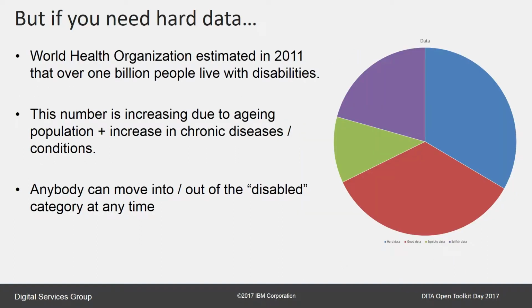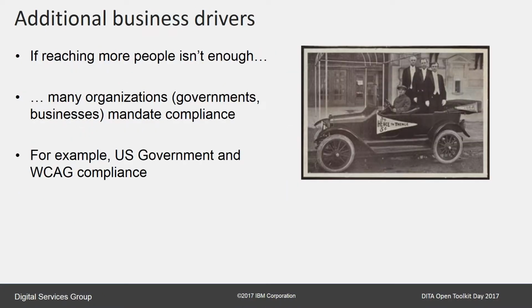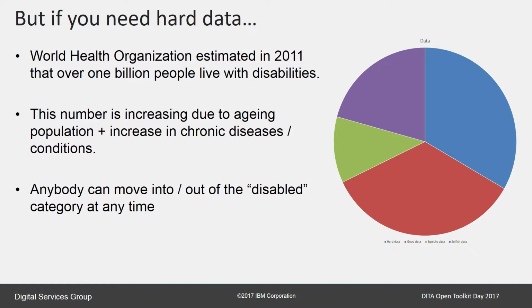But if you need hard data, see I've got a chart here, so that means it's hard data. The World Health Organization says that, this is a study they did a few years back, over 1 billion people live with disabilities, and those are from extreme to lighthearted that just makes it hard to do something. And of course, as the population ages, that's getting bigger. And I've seen people point out in other accessibility talks that it's an interesting group to try to categorize because anybody can move into or out of this category at any time. And yeah, the hard numbers there, the print is even too small for me to read here, but I think I've got hard data, good data, squishy data, and I can't even read what the other one is.